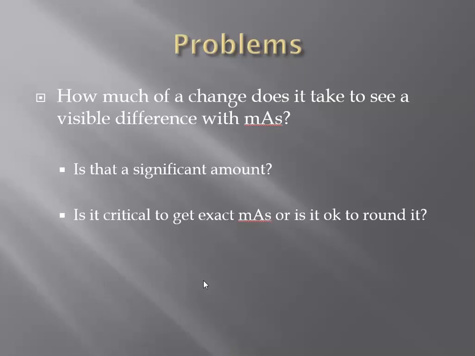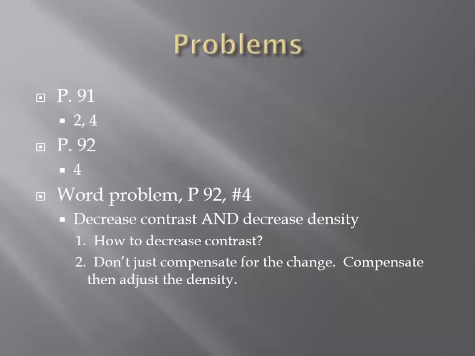So again, how much of a change does it take to see a visible difference with mass? That would be 30%. So on each one of those that we looked at, if we rounded up or down to the nearest mass value, it really wouldn't matter. So is it critical to get the exact mass, or is it okay to round it? Absolutely, it's okay to round it. So now we're going to look at some word problems on page 91 and 92.